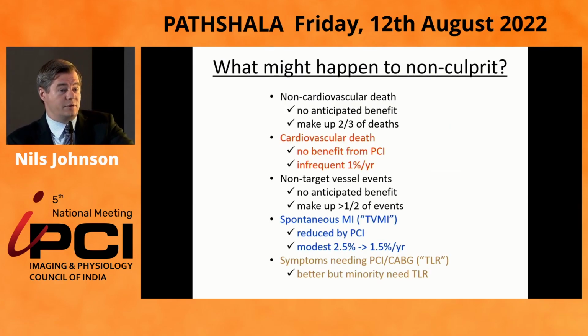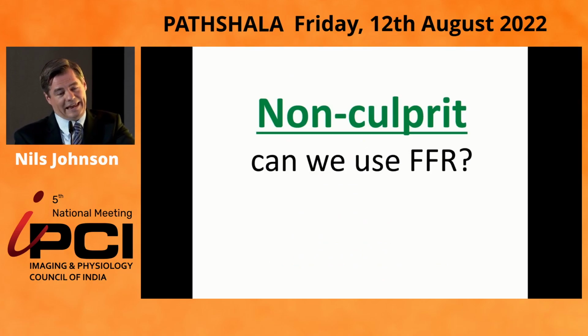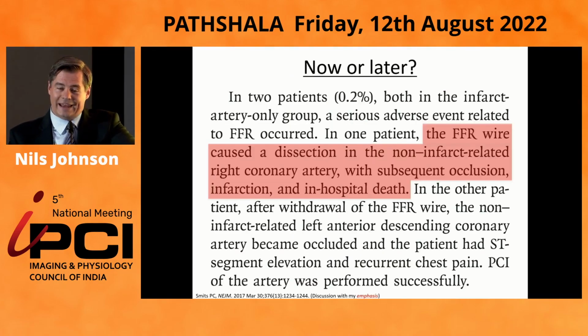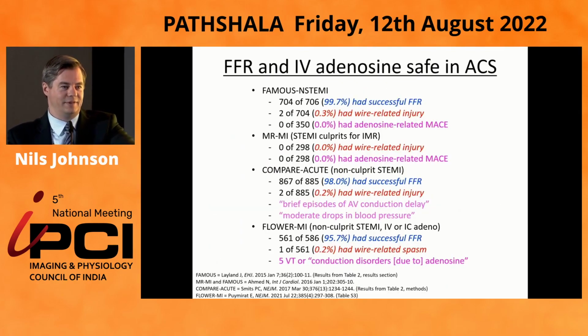So then it becomes a question of selection. And I'm going to talk in the next segment about fractional flow reserve. You might well ask the question, is this something that we want to be getting into in the acute infarct case? This is a paragraph from the COMPARE-ACUTE trial, published in the New England Journal of Medicine, highlighting that one of the patients, while they were making this non-culprit assessment, dissected the right coronary artery and the patient died in the hospital. However, as you look at the larger literature, that kind of thing is quite rare.